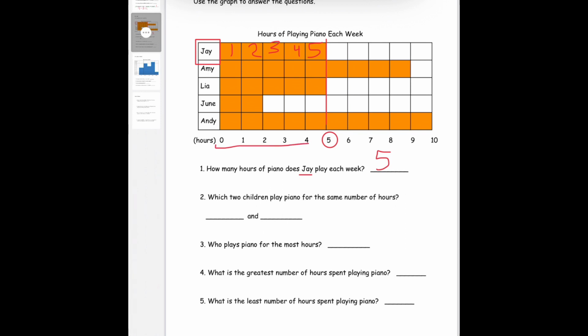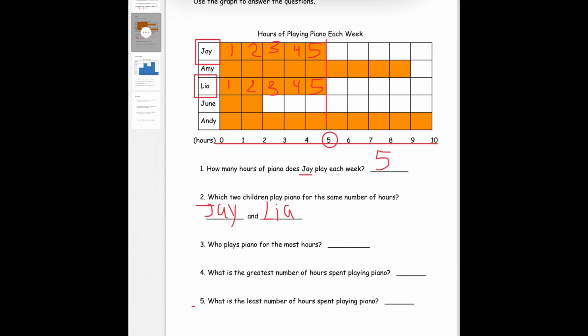Or sometimes these numbers might be different and the pattern might be by 2s, so read carefully. So now for number 2, let's answer number 2. It says, which 2 children play piano for the same number of hours? So we could see that Jay and Leah play the same number of hours. And we already know that Jay plays 5 hours, and it seems like Leah also plays 5 hours. 1, 2, 3, 4, 5. So Jay and Leah both play the same number of hours. So we could write Jay and Leah.